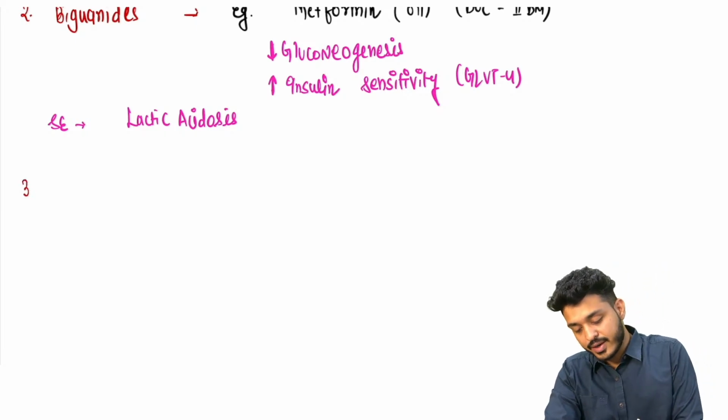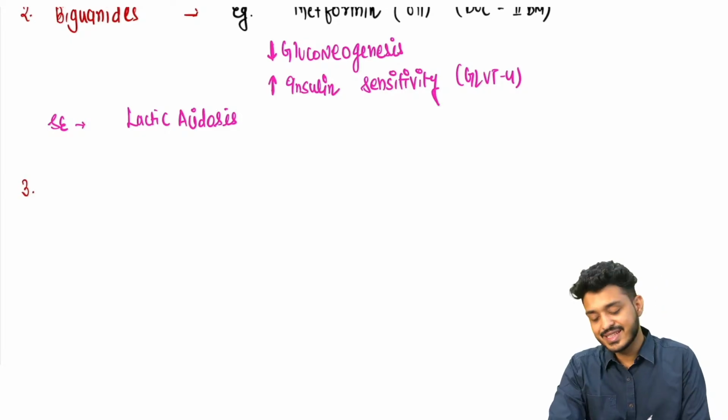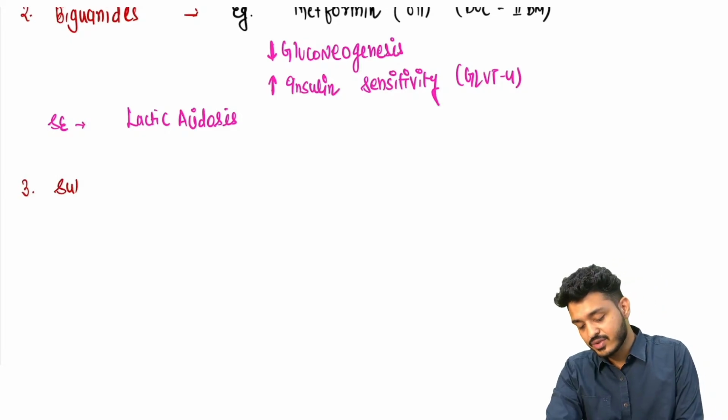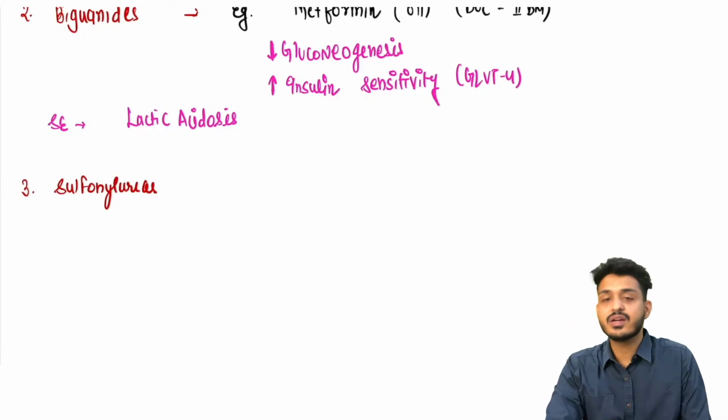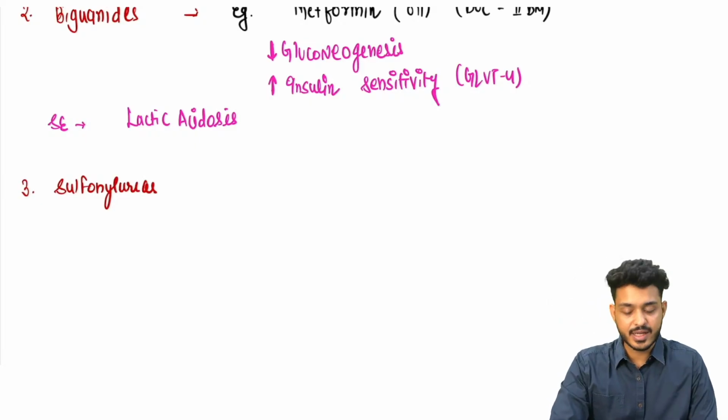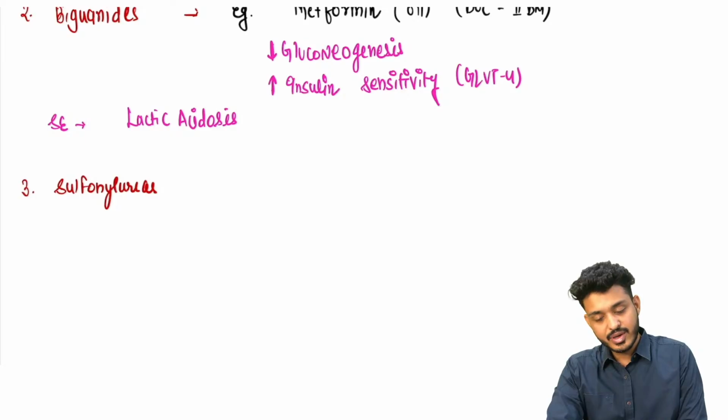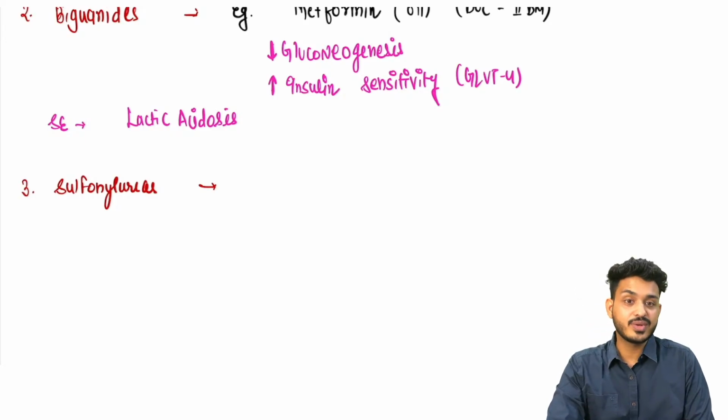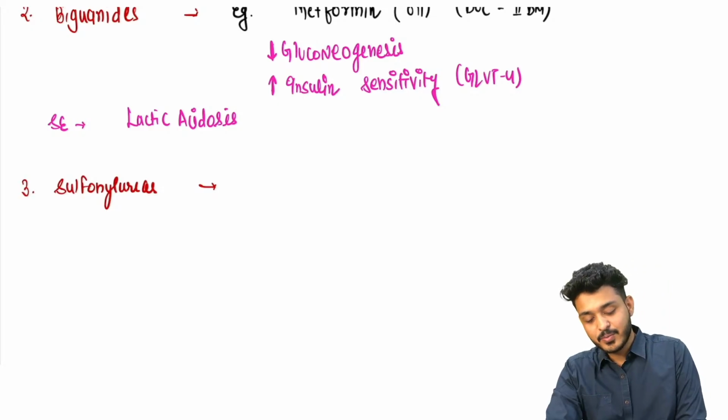Third class you already know, just remember the diagram, you will easily understand. Third drug we are having is going to be sulfonylureas. This is a very hot topic. Definitely you will be getting a question from here, right? Now you already know how these sulfonylureas are going to work. These are going to work on the ATP sensitive potassium channel.